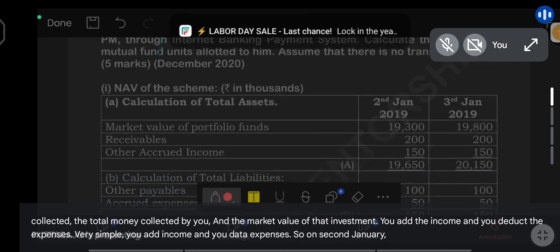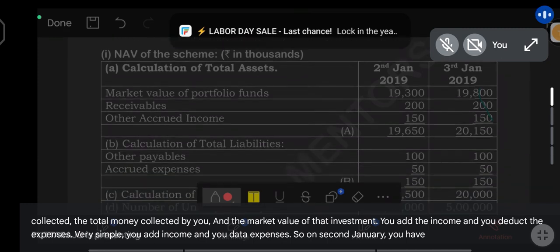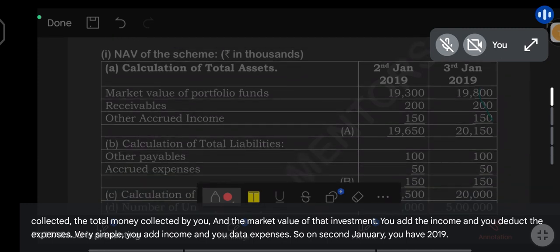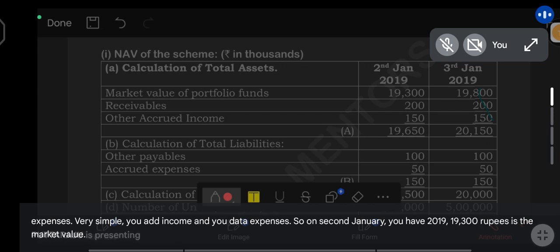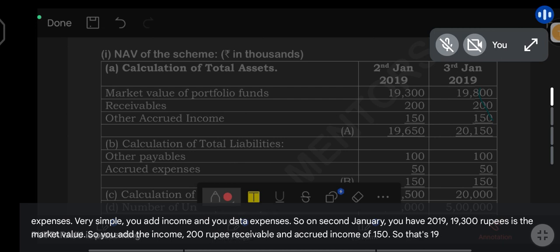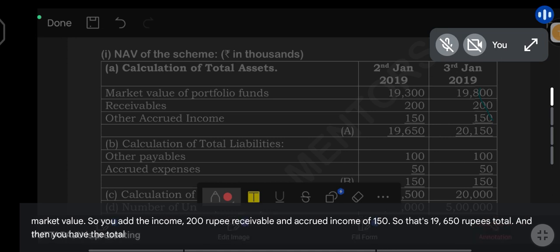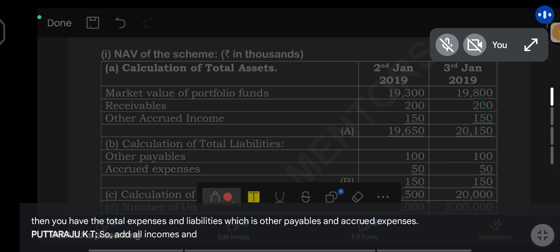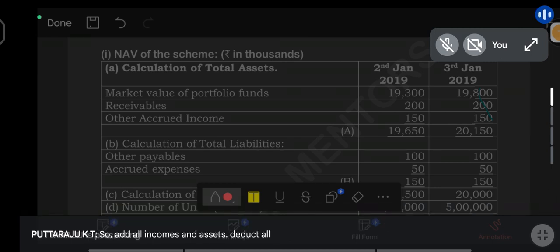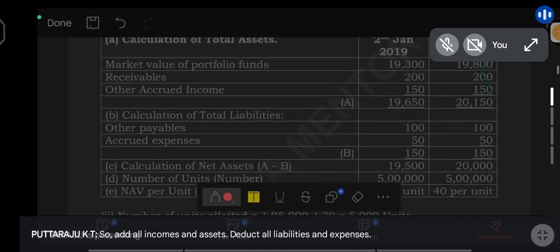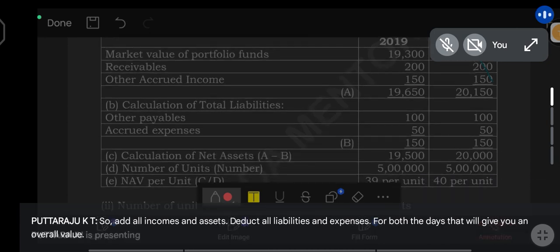On 2nd January, you have 19,300 rupees as the market value. So you add the income, 200 rupee receivable and accrued income of 150. So that's 19,650 rupees total. And then you have the total expenses and liabilities, which is other payables and accrued expenses. So add all incomes and assets, deduct all liabilities and expenses. For both the days, that will give you an overall value.